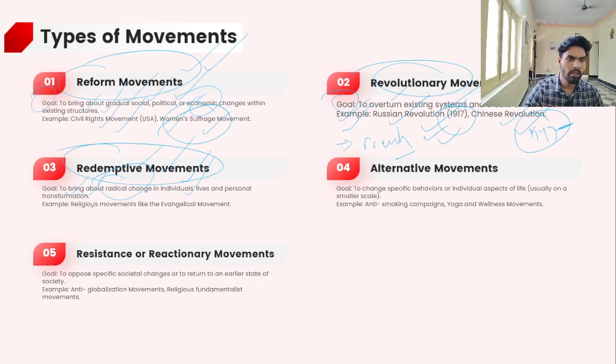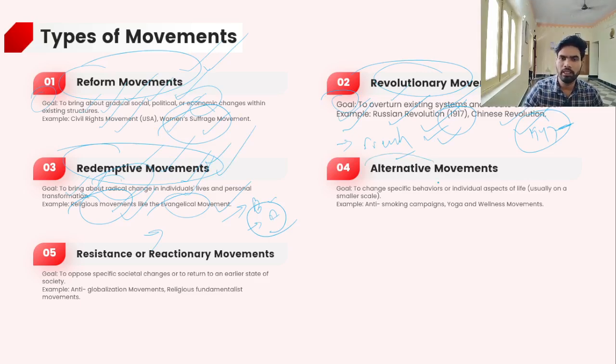Examples are religious movements like the evangelical movement in Europe. In our country, there is a period called the socio-religious reform movement period. Plenty of examples are there: Brahmo Samaj, Arya Samaj, then Henry Vivian Derozio, so the Derozian movement is there. Like that, several movements are there in our own history also. These are examples of redemptive movements.